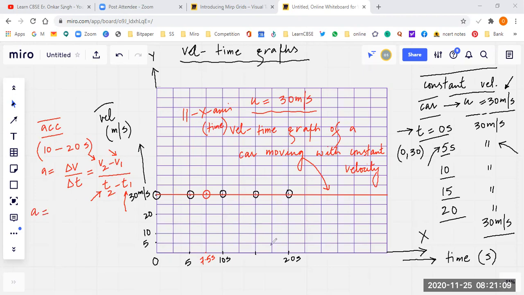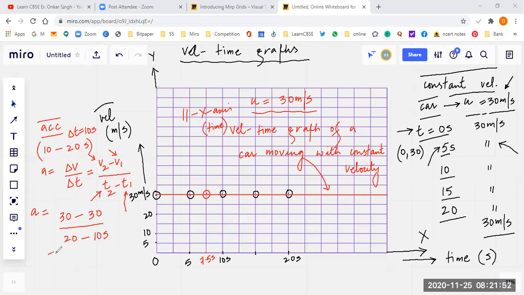So in this case, what is the value of V2? I am taking the time interval 10 to 20 seconds, so V2 will be the velocity at 20 seconds, which is 30 meter per second. V1 is the velocity at 10 seconds, so that is also 30. Divided by T2 minus T1: T2 is 20 seconds, T1 is 10 seconds. This is my delta T. Delta T is equal to 10 seconds, 20 seconds minus 10 seconds.